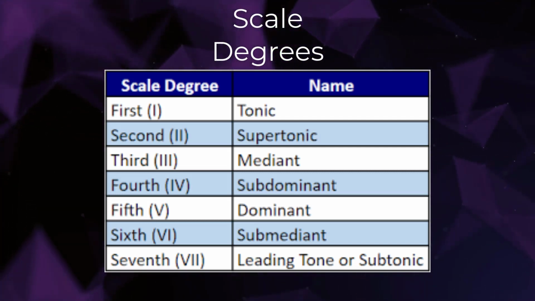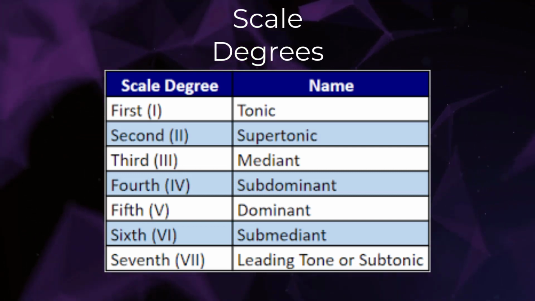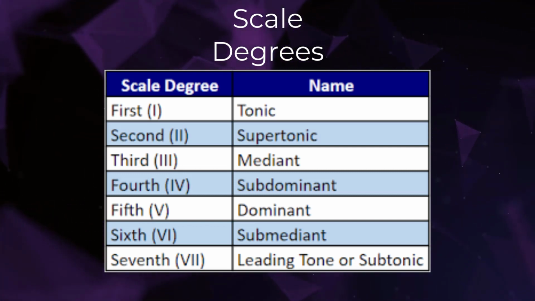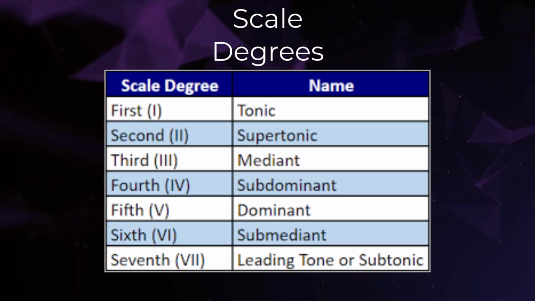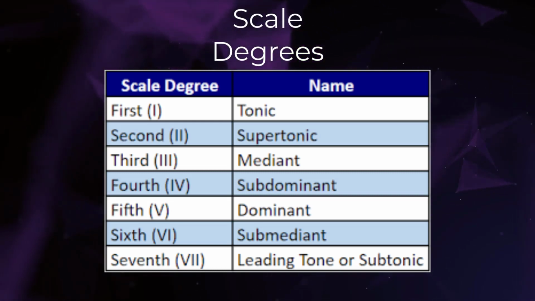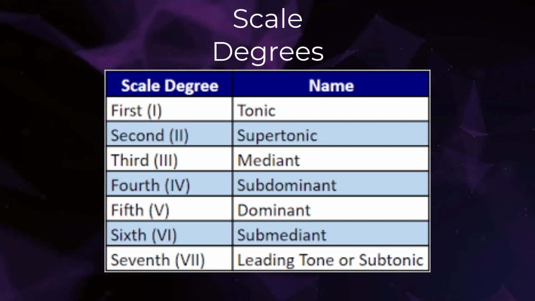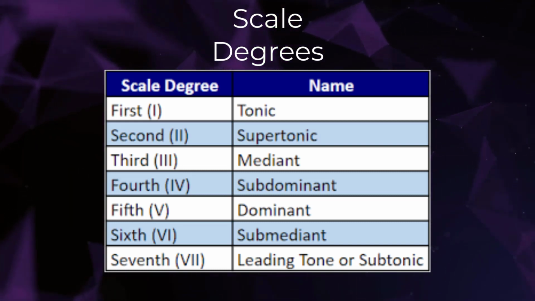Subtonic is a generic term for the 7th scale degree, but is generally used for notes a whole step below tonic. Leading tone has a strong tendency to resolve up to tonic and is a half step away. A leading tone is a specific type of subtonic.